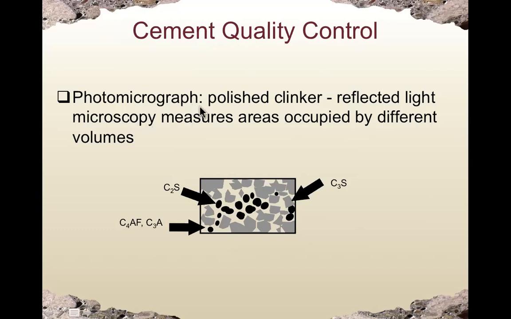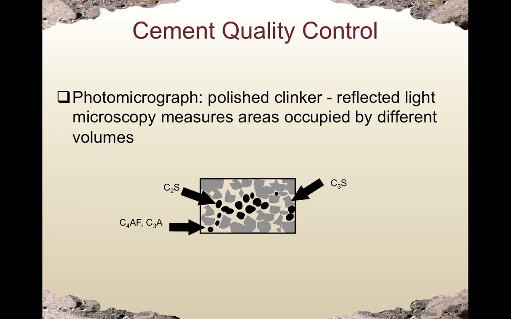Photomicrograph is one of the methods. First of all, we get a sample of clinker, and we cut the surface to polish it. Then we take a picture of that, and based on the morphology, basically the color and shape of the different compounds, we can count how many crystals there are of each compound. Based on that, we can roughly estimate the percentage of mass for the different compounds.